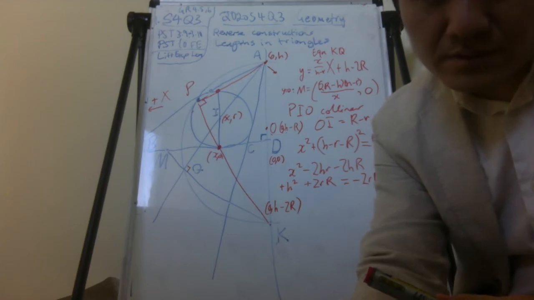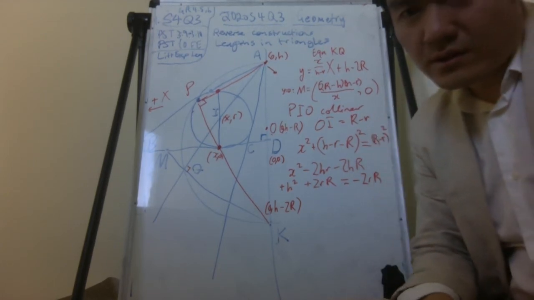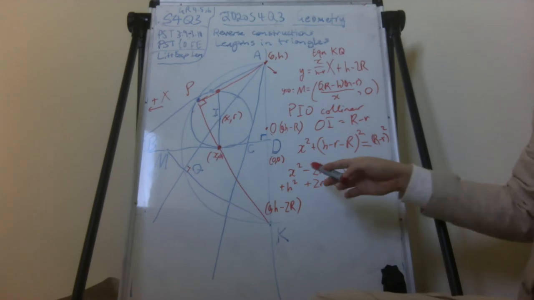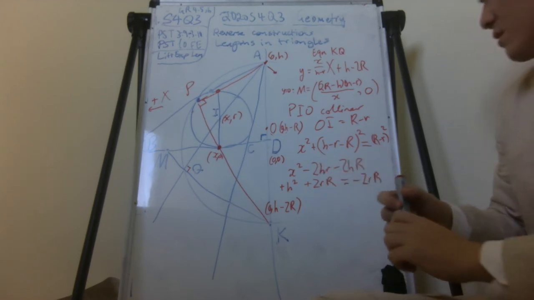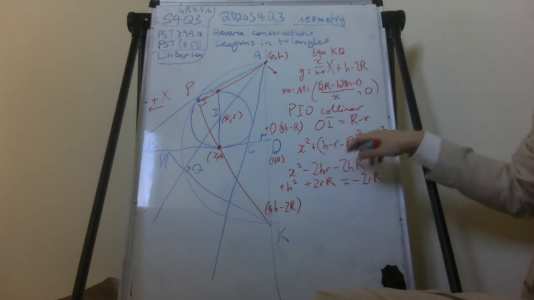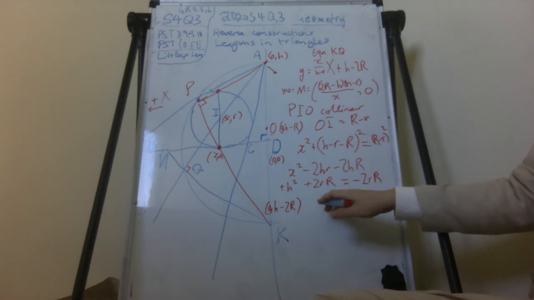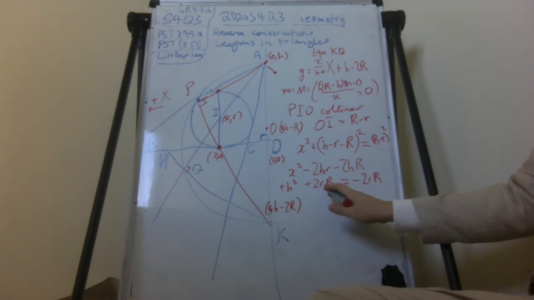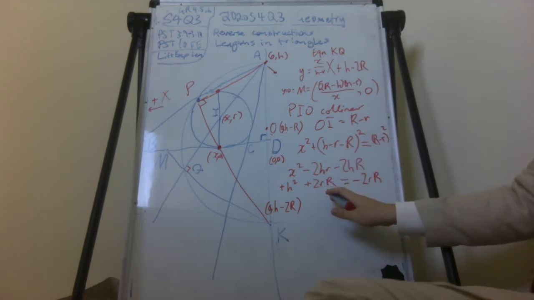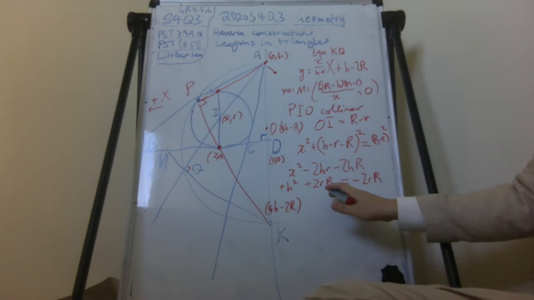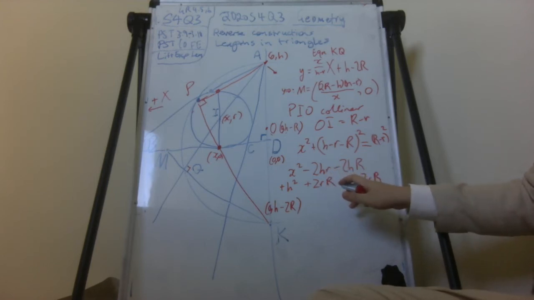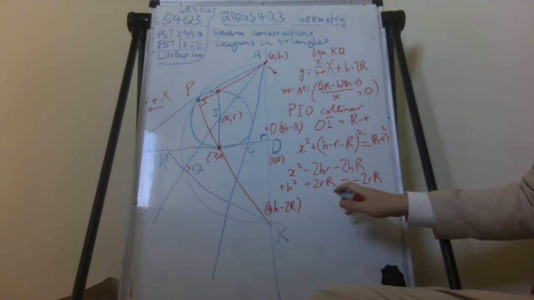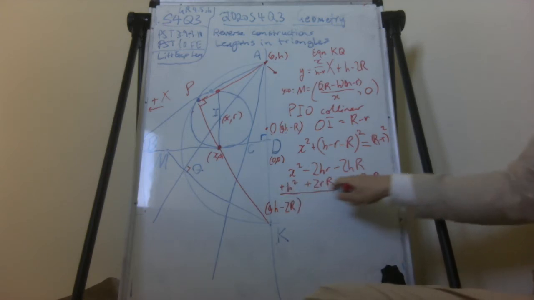Sure, you can solve for x, but it doesn't help you that much. It doesn't mean you won't do it. Depending on your state of mind, sometimes you'll solve for x, sometimes you'll solve for h. There's a choice, right? If you do that, it turns out to be a little bit messier.